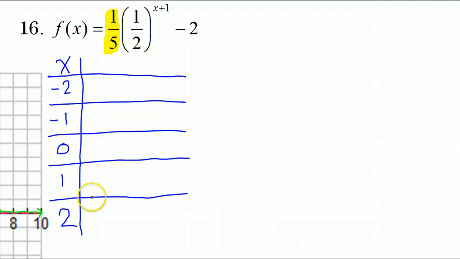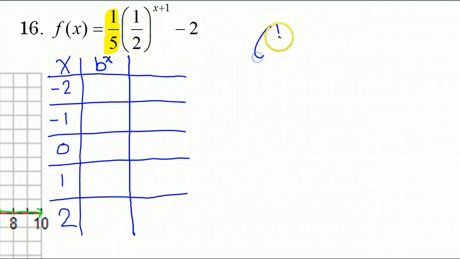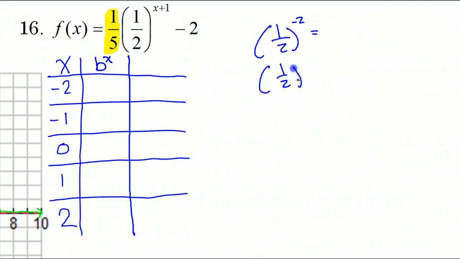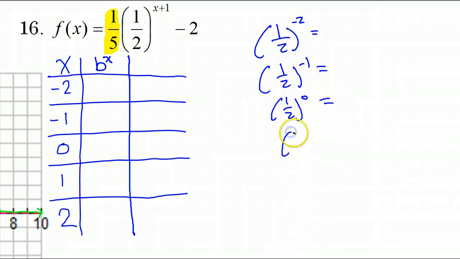So there's our good old X values. Now let's just do the parent function, just the b to the x. So I'm talking about 1/2 to the x power. So I'll be doing 1/2 to the -2 power, 1/2 to the -1 power, 1/2 to the 0 power, 1/2 to the 1 power, and 1/2 to the 2nd power. Don't forget to do your reciprocal.